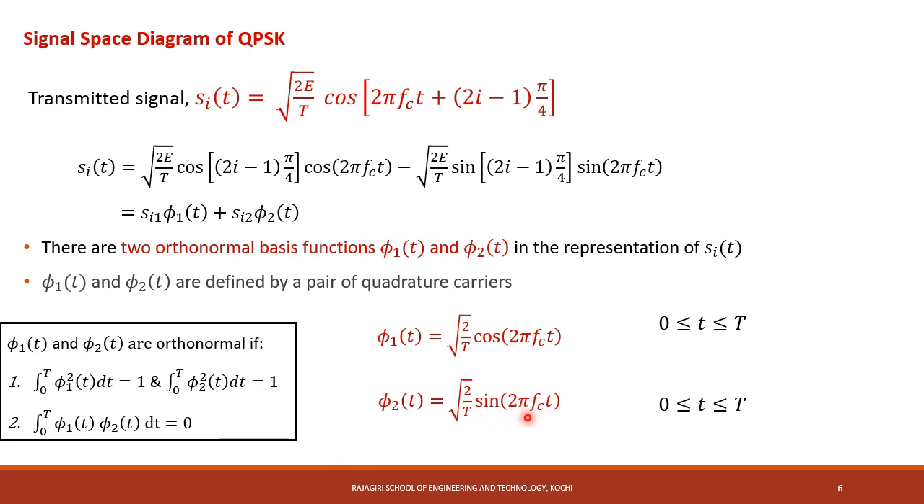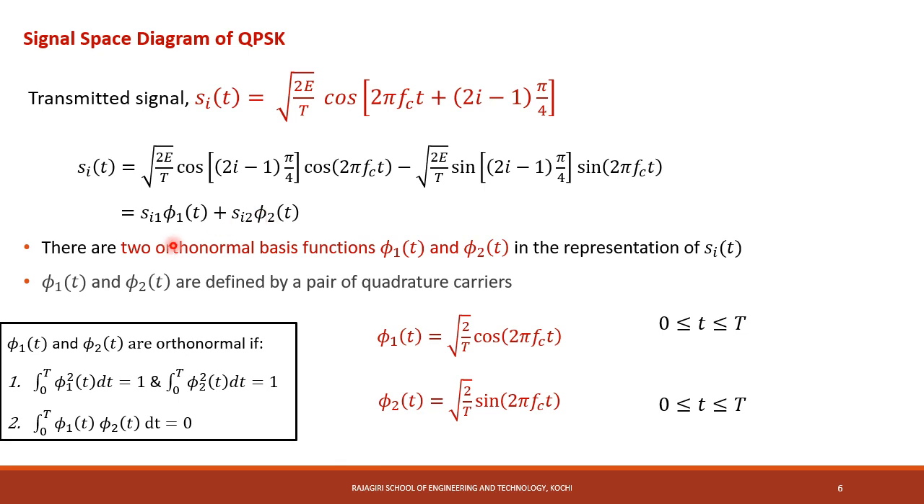So once we obtain the basis functions, the next step is we need to find the signal vector, or the projections of the signal on the basis functions. We know that any signal Si of t of finite energy can be written in terms of its basis functions. If there are two basis functions, you can write it as Si1 phi1 of t plus Si2 phi2 of t, where Si1 represents the projection of the transmitted signal on the first basis function and Si2 represents the projection of the transmitted signal on the second basis function.